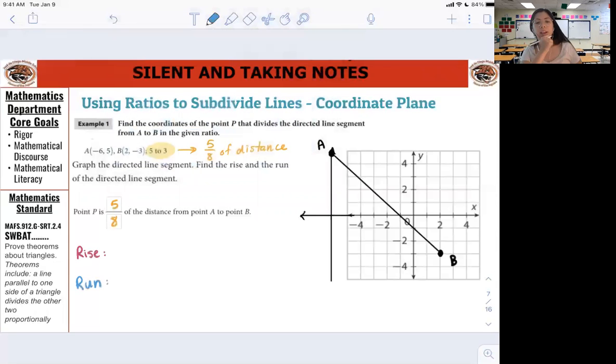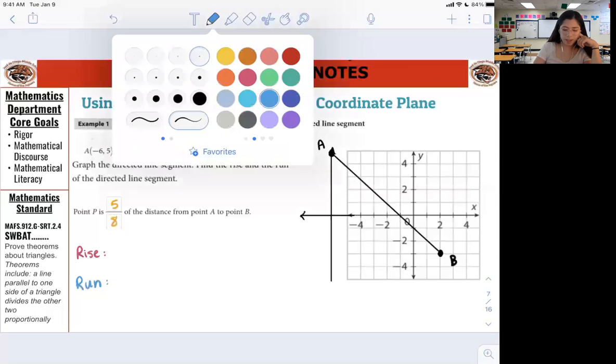Go ahead and calculate it. Go ahead and count it. What is the rise? What is the run? The rise is 10. Let's see, 5. Not 10. Count again. 8. Good. So my rise is 8.